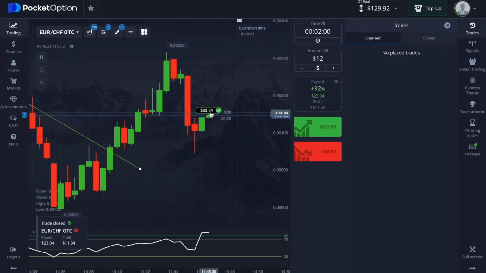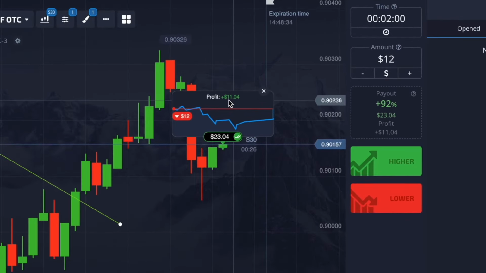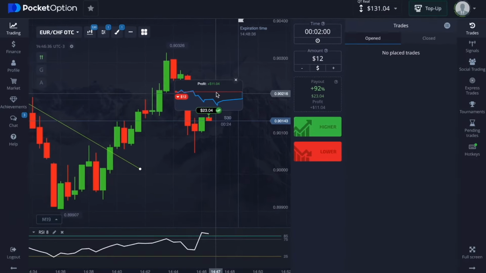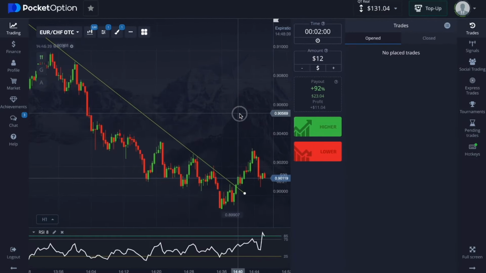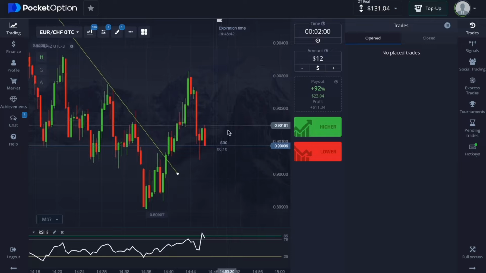My trade closes and I earn a modest $11 in just 2 minutes. I did everything correctly and my trade closed in profit. Immediately I see another good situation in which I can try to work.